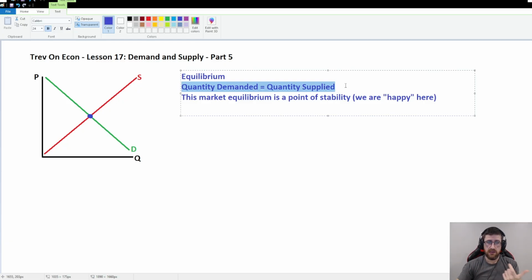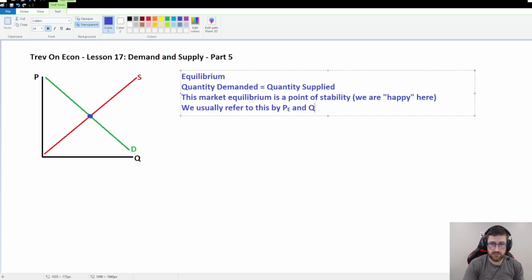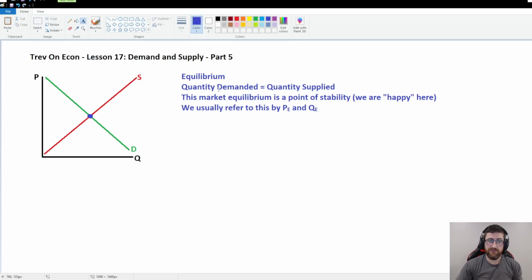Okay. Now, we usually refer to this by PE and QE, which is equilibrium price and equilibrium quantity. So if I was to go to this graph, you'll often see us mark out something like this.